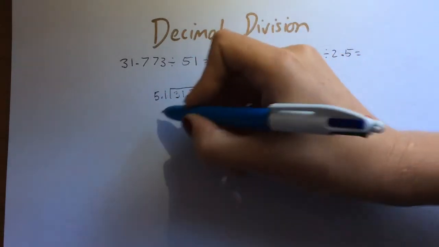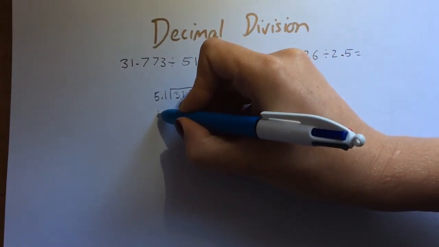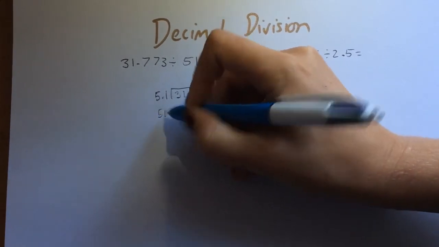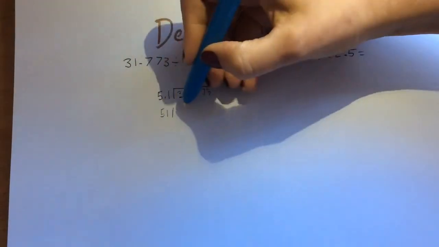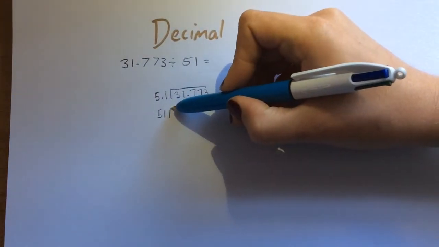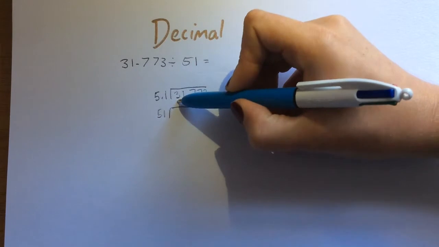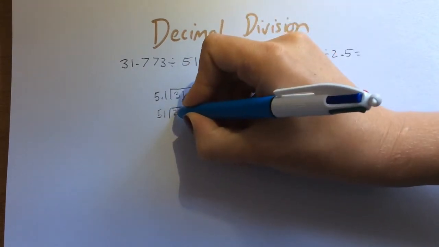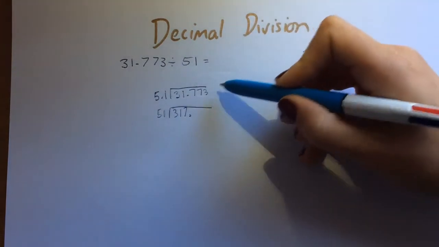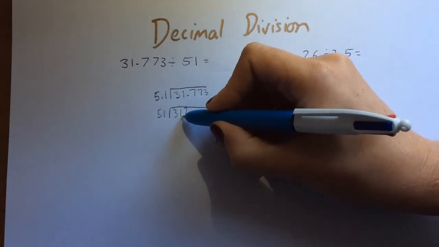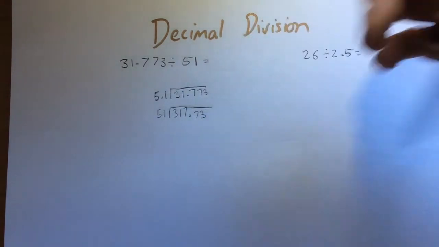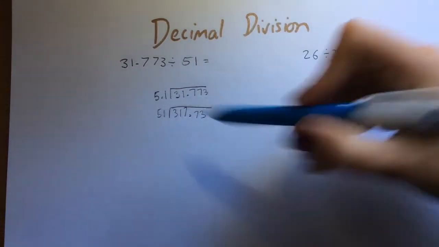So I'm going to do that here. 5 and 1/10 becomes 51. And then, well, I don't have a lot of room for my answer, but oh well. And then 31 and 773 thousandths becomes 317 and 73 hundredths. So it's a lot easier for us to deal with now.